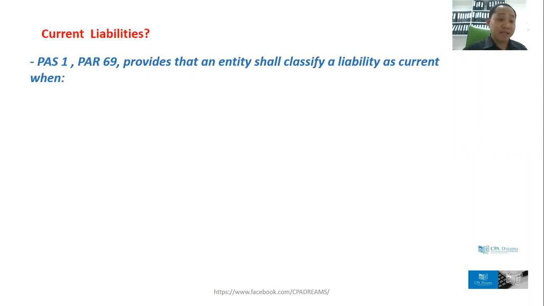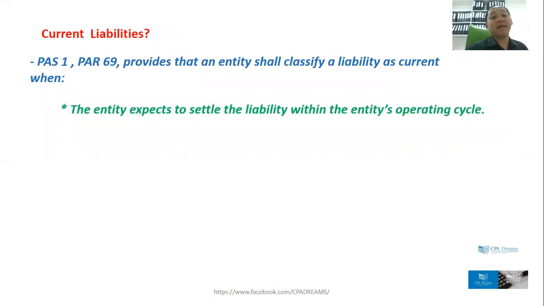Okay? For current liabilities, under Philippine Accounting Standard 1, paragraph 69 provides when an entity shall classify a liability as current: when the entity expects to settle the liability within the entity's operating cycle. When you say operating cycle, what does it mean? So a good example is when I buy inventory and then turn it into cash. Okay, so yun yung operating cycle. Binenta mo yung inventory, then after that, yung customer nagbayad sa'yo. So you turn it already into cash. That is the period of operating cycle.